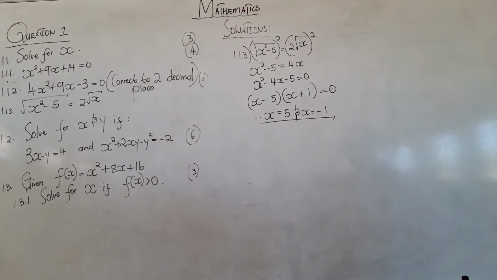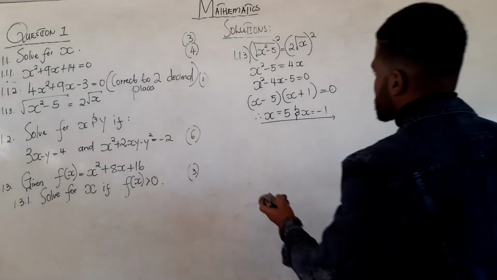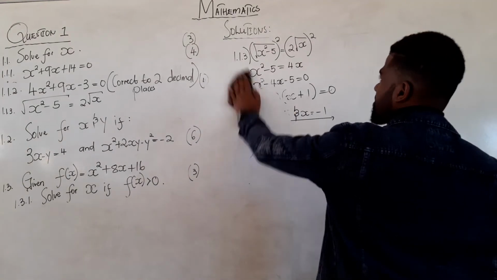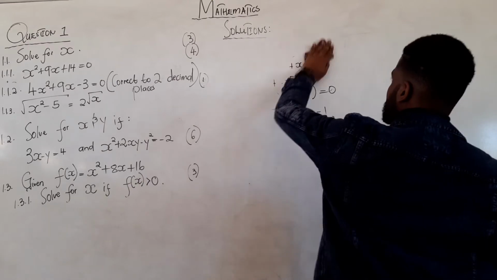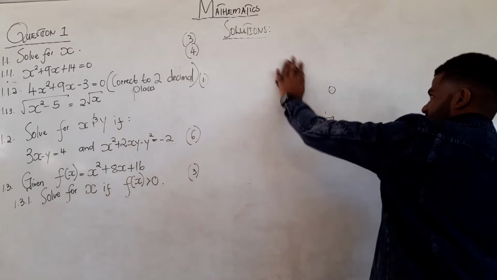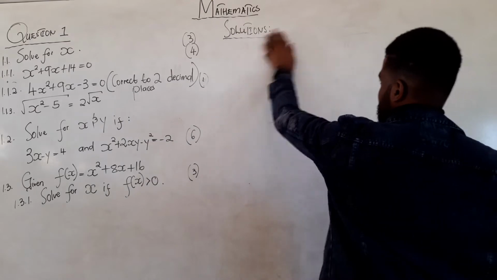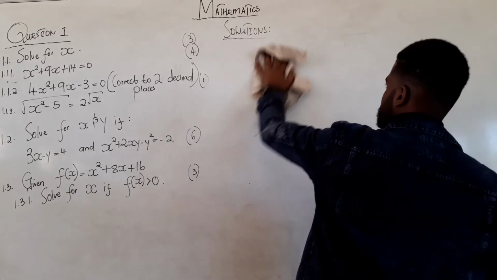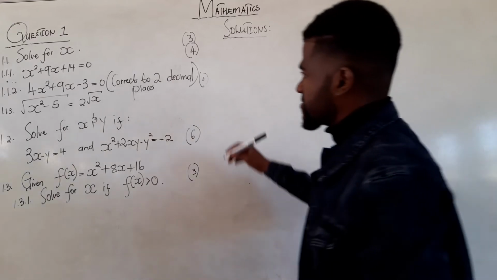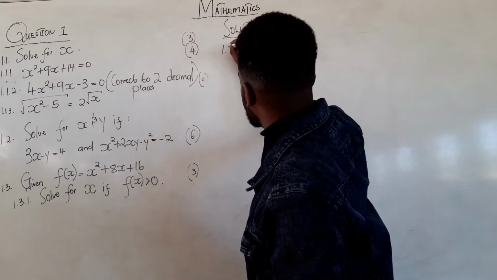1.2, solve for x and y if. Now this one is a simultaneous equation, and I've taught you guys simultaneous equations on our previous sessions. So please go back to our previous sessions to revise the simultaneous equations. Now let us do our simultaneous equation.